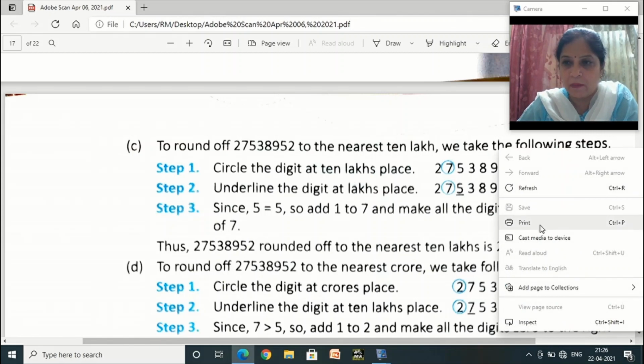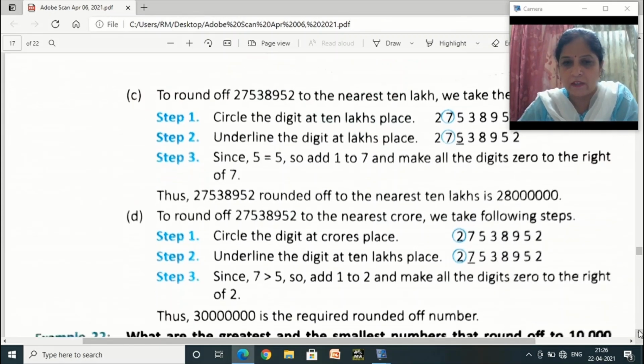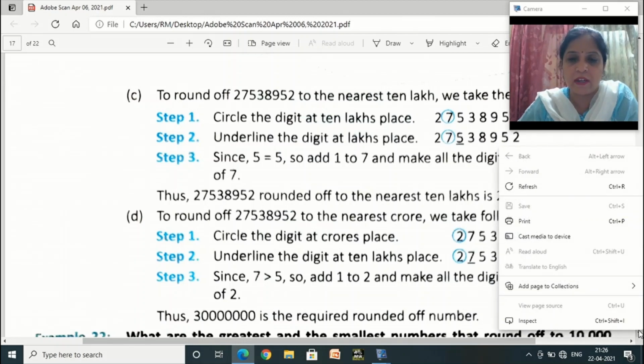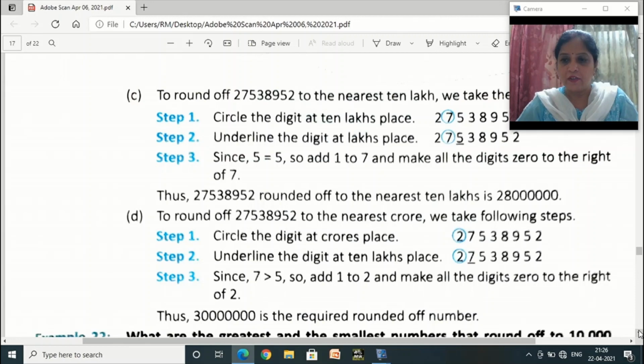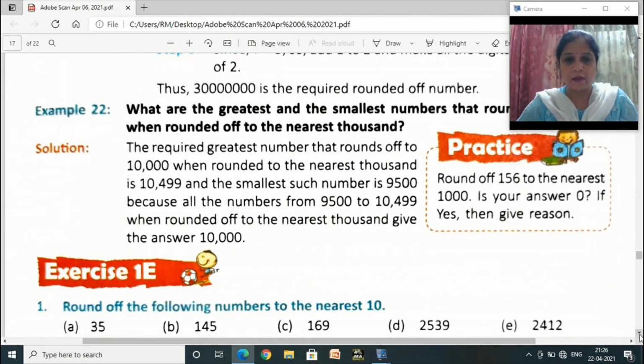Okay, where it will be rounded off? It will be rounded off to 3 crore. As you can see, thus 3 crore is the required rounding of the number. Okay, now let us do some exercise. Exercise sums have been sent as PDF. Now some questions we will discuss.